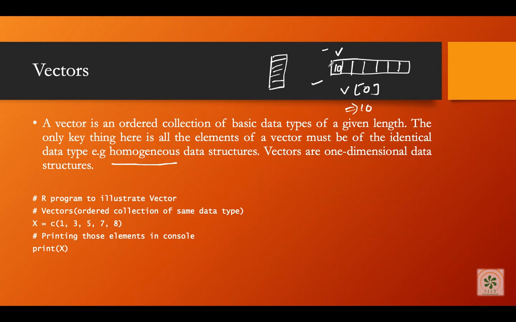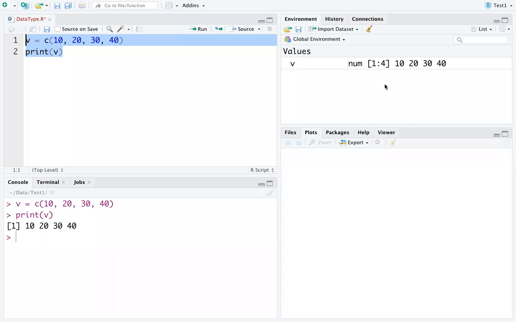Now here in a vector, the indexing starts from 1. So the index will be 1, 2, 3, 4, 5, 6, 7. It is not going from 0 to 6, it is going from 1 to 7. So this is the difference in R with the vector data structure.